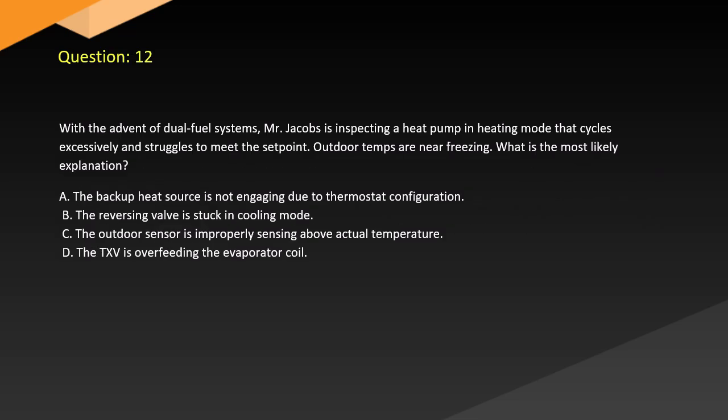Question 12. With the advent of dual-fuel systems, Mr. Jacobs is inspecting a heat pump in heating mode that cycles excessively and struggles to meet the set point. Outdoor temps are near freezing. What is the most likely explanation? A. The backup heat source is not engaging due to thermostat configuration. B. The reversing valve is stuck in cooling mode. C. The outdoor sensor is improperly sensing above actual temperature. D. The TXV is overfeeding the evaporator coil.